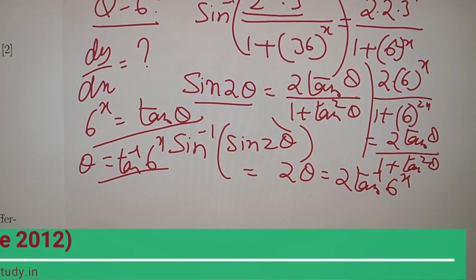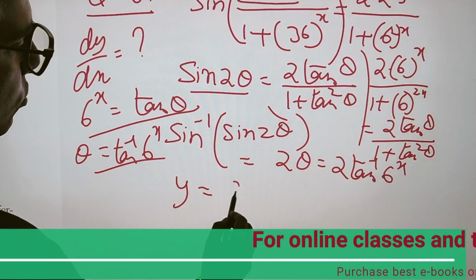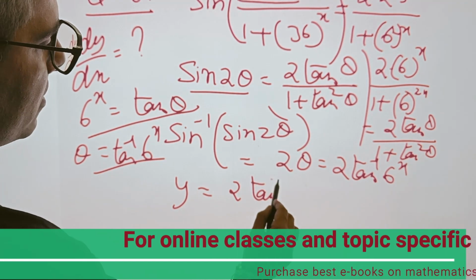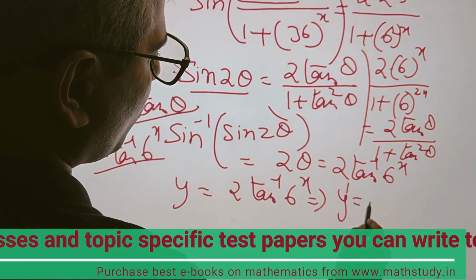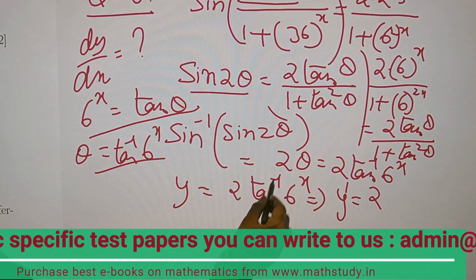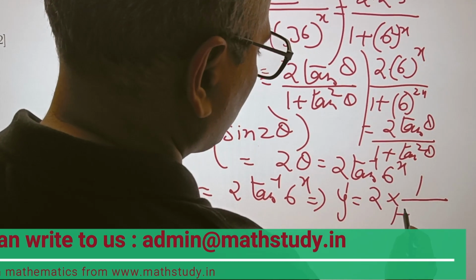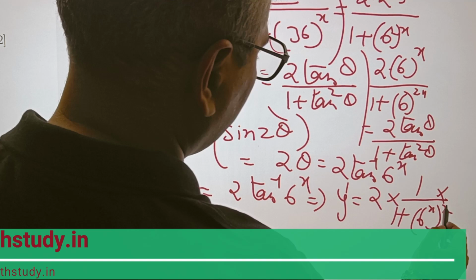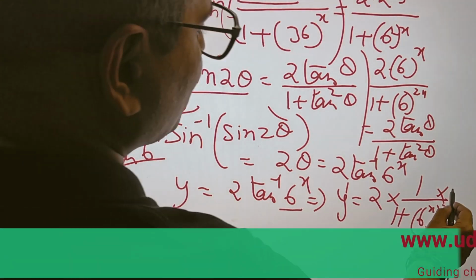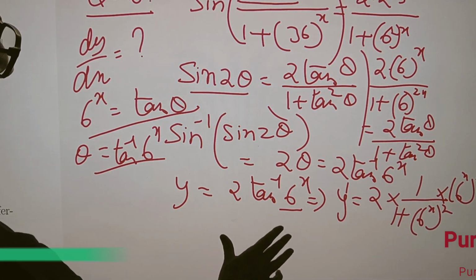Here we need to write y equals what? Y equals 2 tan inverse 6 raised to the power x, and y dash equals what? 2 into the derivative of tan inverse x, which is 1 upon 1 plus x square, so it is 2 into 1 upon 1 plus (6 raised to the power x) whole square, into the derivative of 6 raised to the power x.